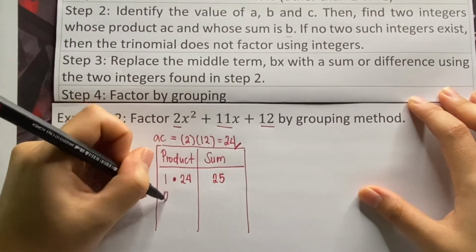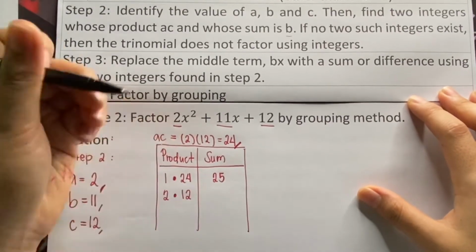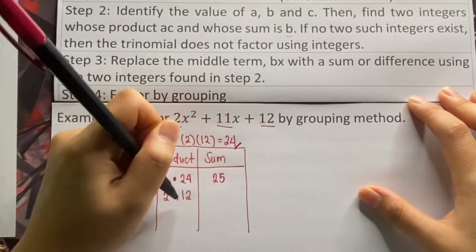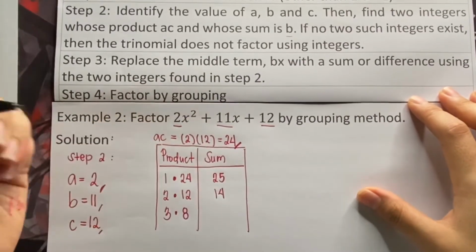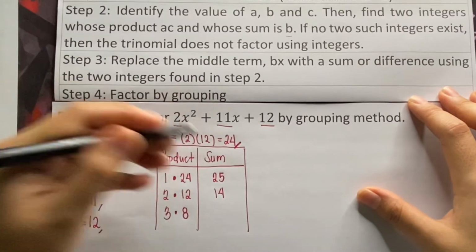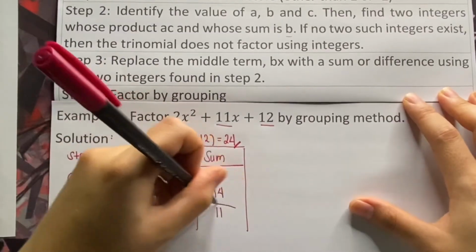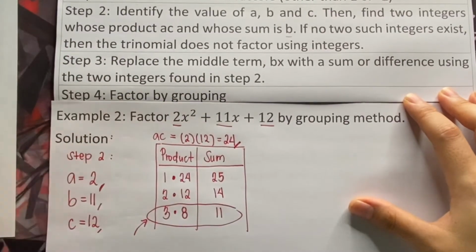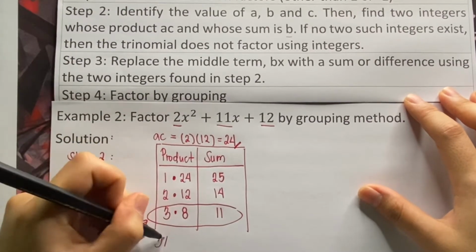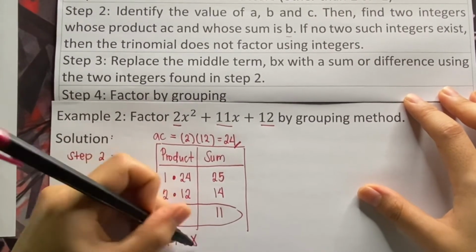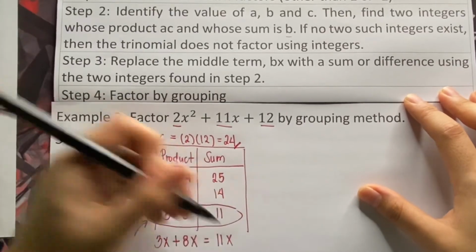How about 2? 2 times 12 is 24. And 2 plus 12 is 14. 3 times 8 is 24. And 3 plus 8 is 11. So, stop ka na dito kasi nag-satisfy na siya sa second condition. Lagyan na natin ang variable. 3x plus 8x equals 11x.